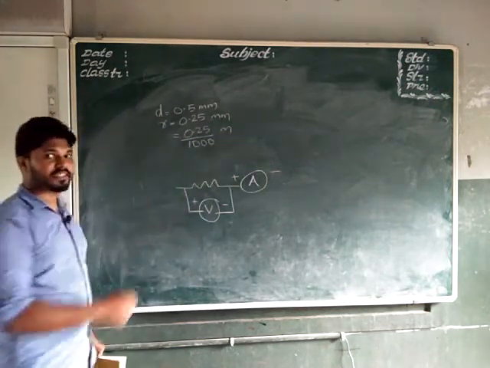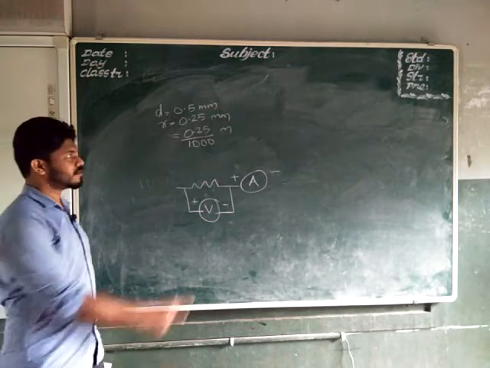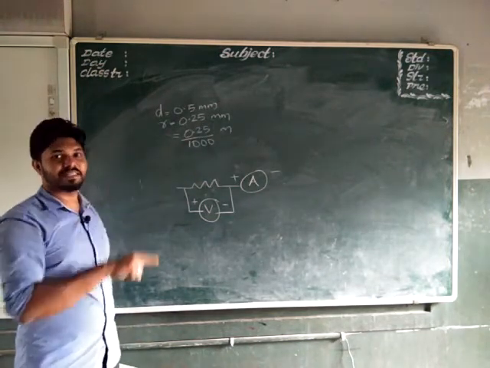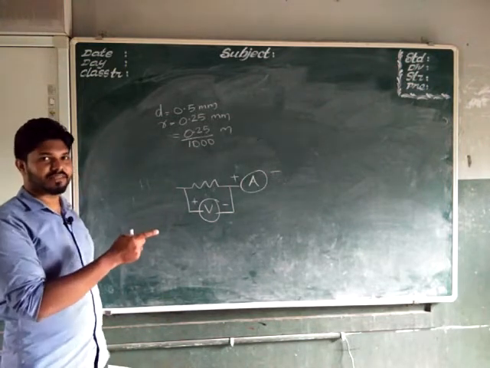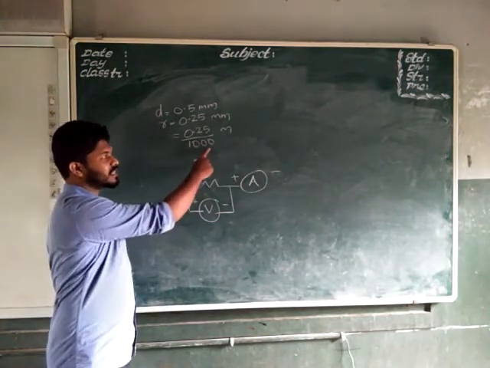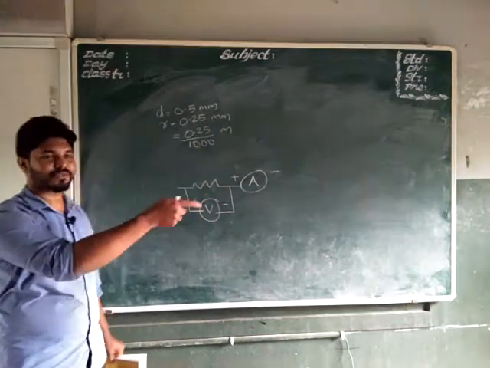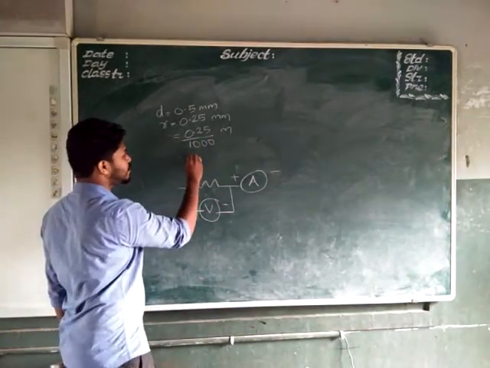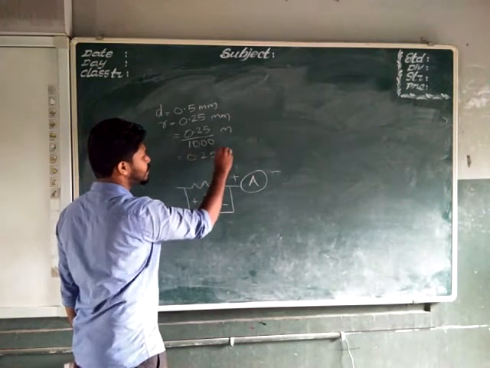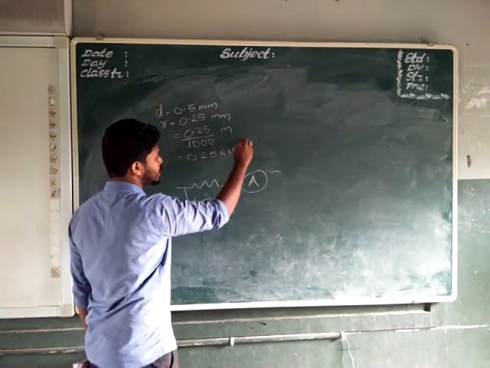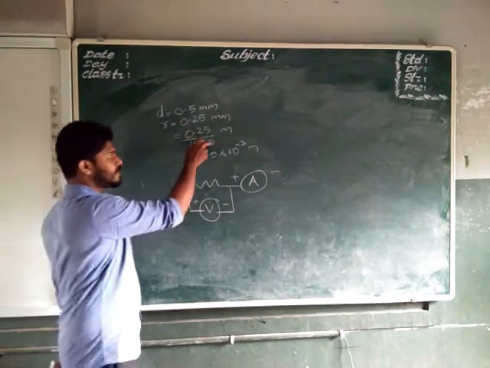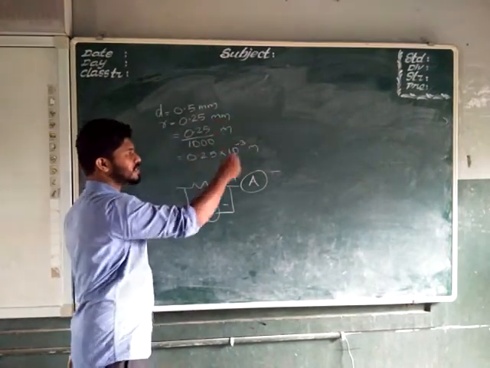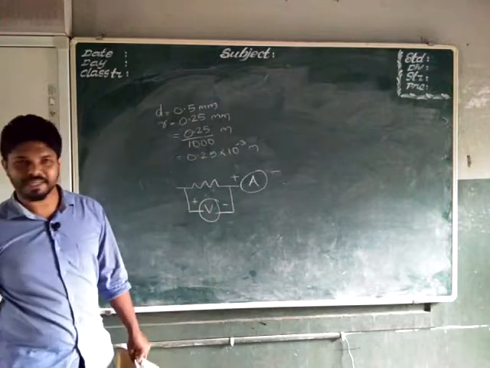How to convert millimeter into meter? First we can convert millimeter into centimeter by dividing by 10. Then centimeter is converted into meter by dividing by 100. So totally, if we divide it by 1000, we can convert directly into meter. Or it is equal to 0.25 into 10 raised to minus 3. This 1000 is 10 raised to 3. So if I take 10 raised to 3 to the numerator, it becomes 10 raised to minus 3.